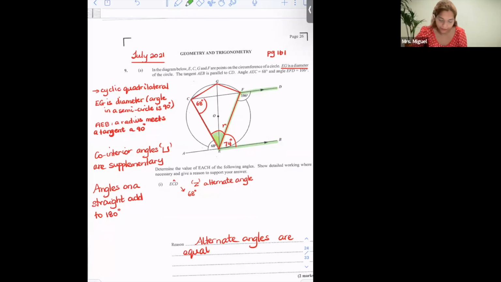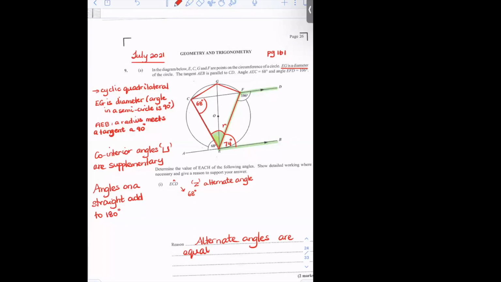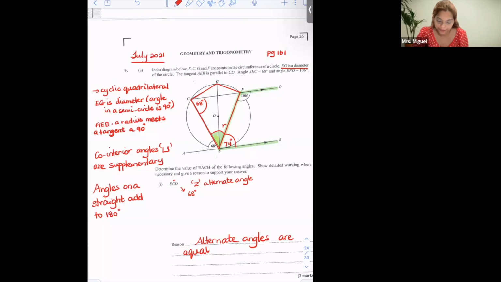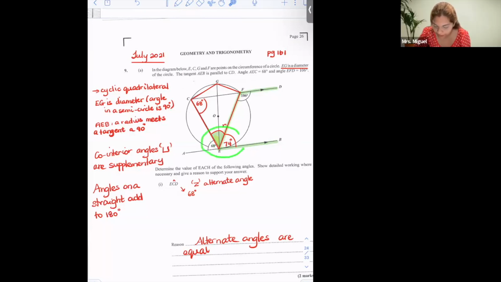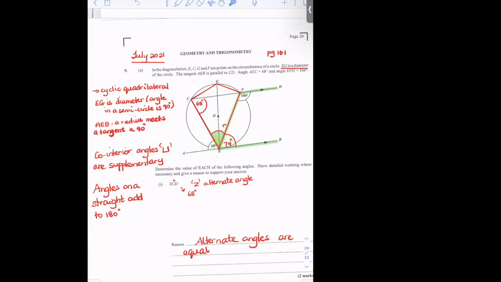Go ahead, Christian, what's the value? 16. No, it's not 16. These three give us 180. So take 180 and subtract 68 and subtract 74.